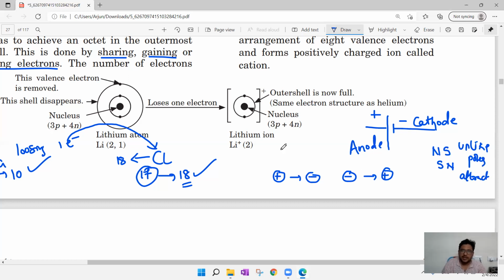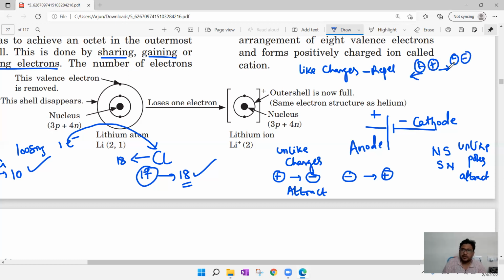Same like that, unlike charges attract. So positive will be attracted by negative, and negative will be attracted by positive. Positive will move towards negative, negative will move towards positive, because they are unlike charges, not the same. If they are the same charges, they will repel. Like charges will repel. If you keep positive and positive, both will repel. Negative and negative, both will repel. Like charges will repel, unlike charges will attract. Just try to understand this concept.